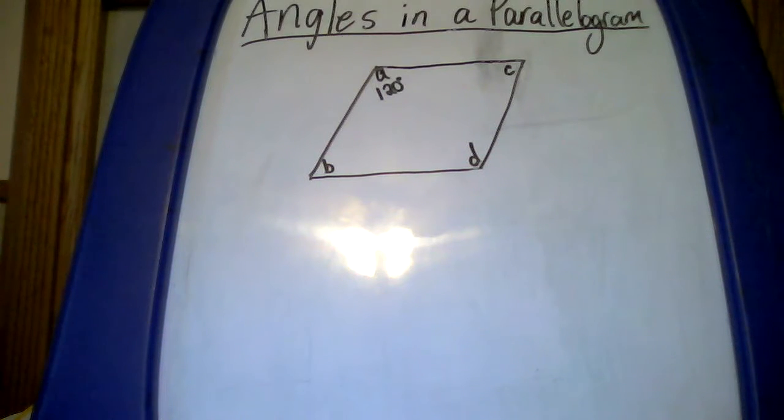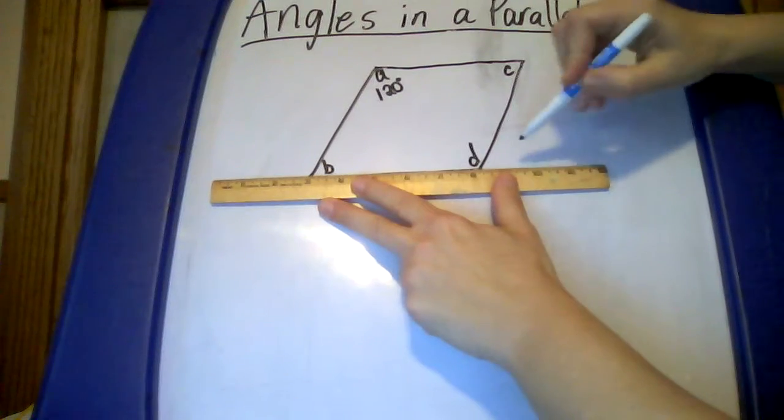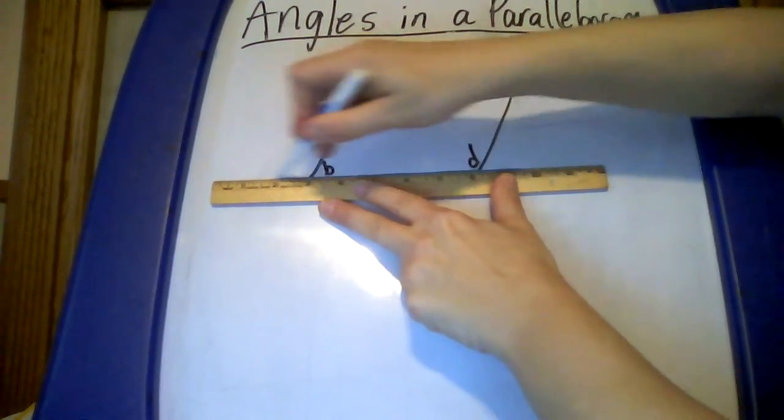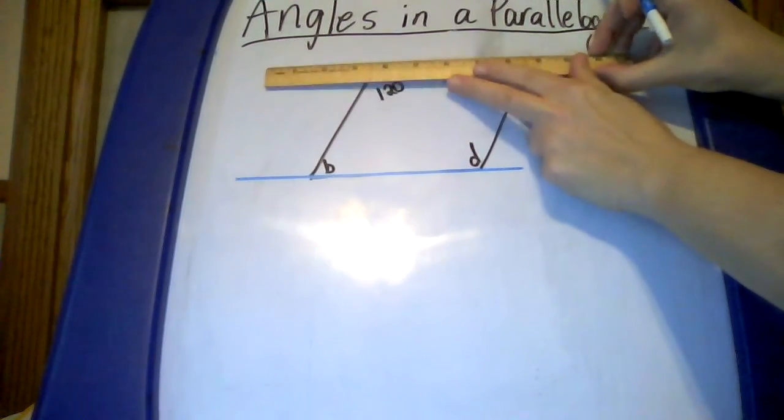Okay, we're going to look at the angles in a parallelogram and why consecutive angles add up to 180 and why opposite angles are equal. So what we're going to do on this diagram of this parallelogram is we're going to first start by simply extending the sides. So I'm going to extend this bottom side of the parallelogram. I'm going to extend this top side of the parallelogram.